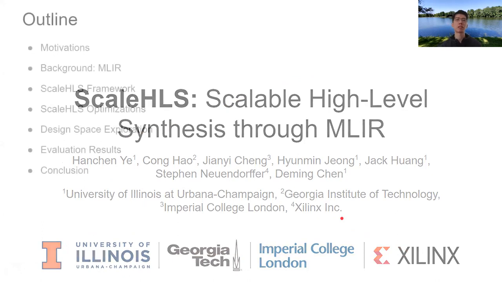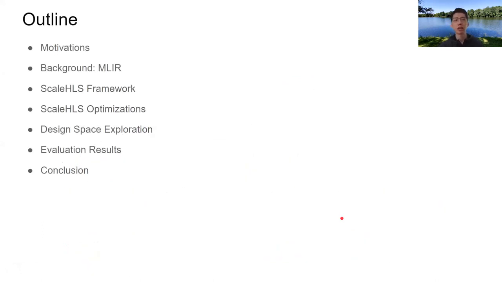Today I will first talk about the motivations, and then I will give you some background about the framework, the compiler infrastructure we are using. It is called MLIR. And then I will go through the framework and the optimizations and the design space exploration of ScaleHLS. Then I will provide some evaluation results before we conclude this presentation.